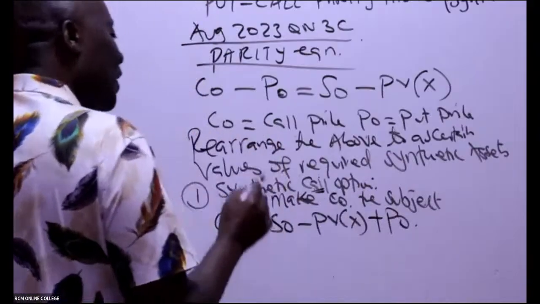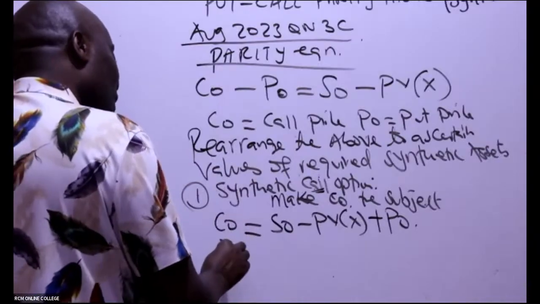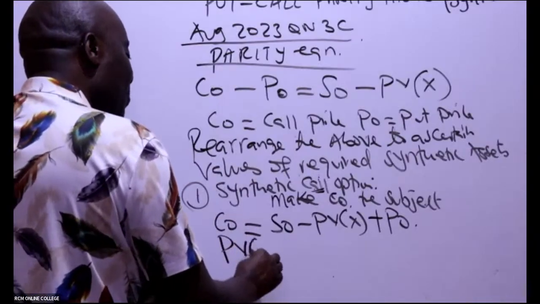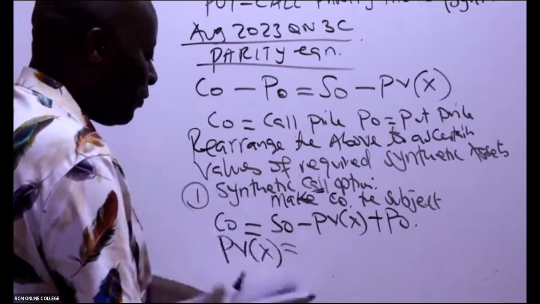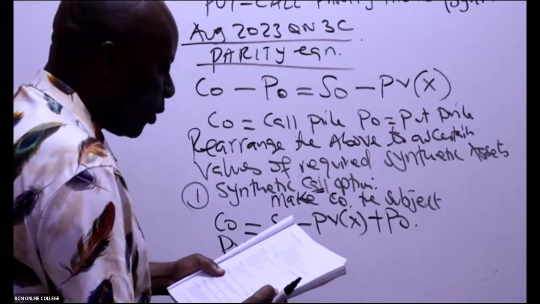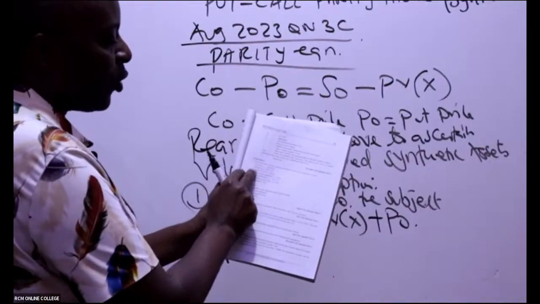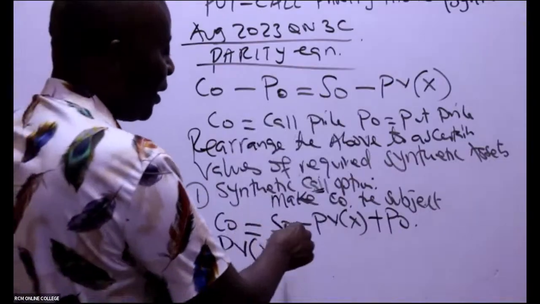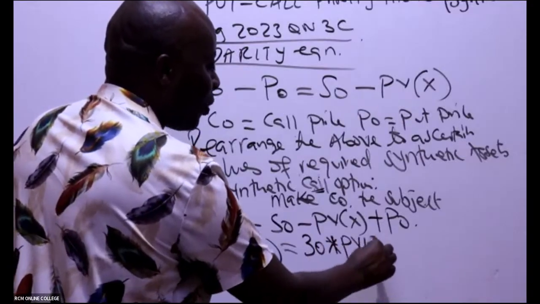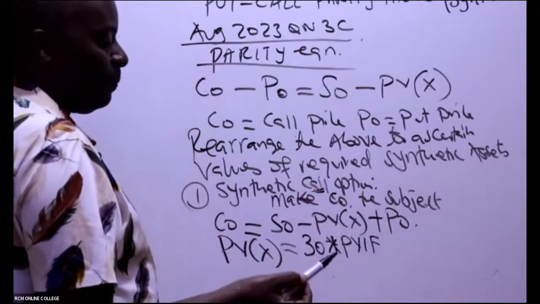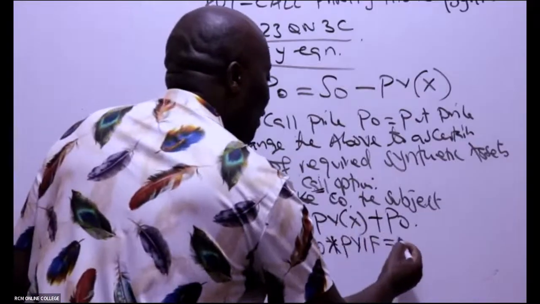The very first thing that I would want you to do if you get this kind of question in an exam is to give me PV of the exercise price. Have they given me the exercise price? Oh yes, it is there, on the third row. The exercise price is 30. It is a lump sum, so I have to discount it by multiplying by PVIF. So this will be 30.